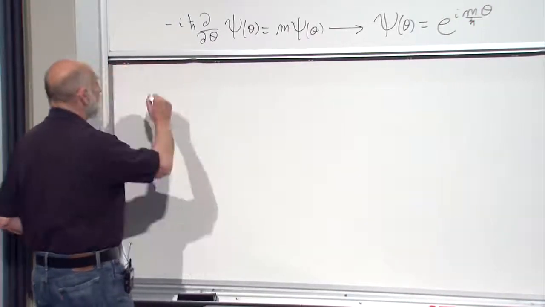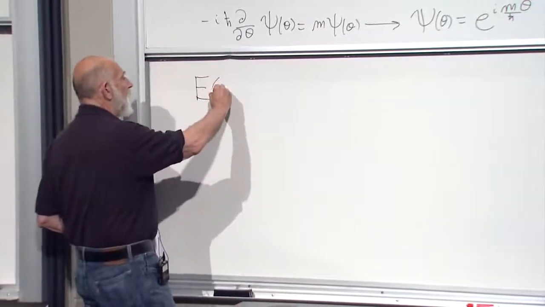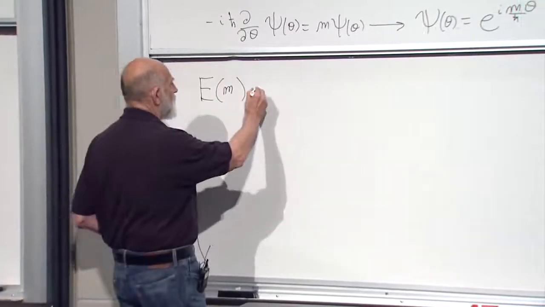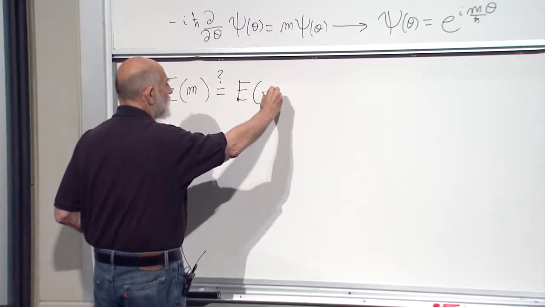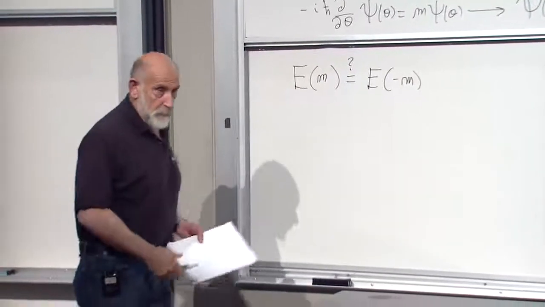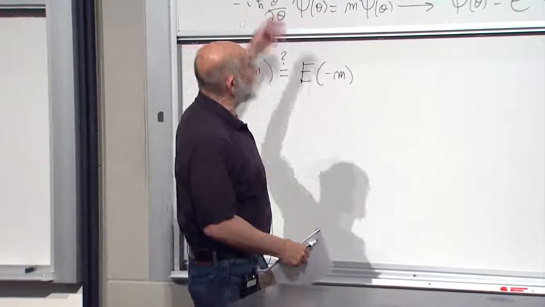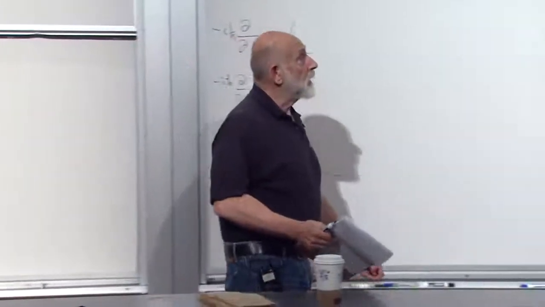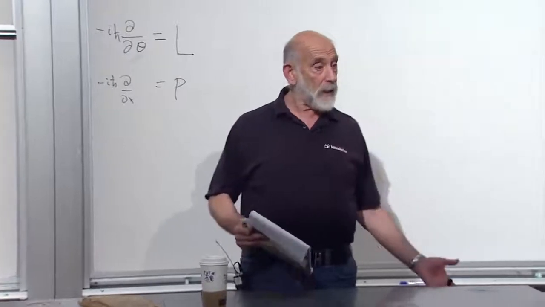that the energy of a state with angular momentum m, that's the eigenvalue, must it be the same as the energy of a state with angular momentum minus m? What's the difference between m and minus m? Well, the only difference is that positive angular momentum means the particle is going around the circle counterclockwise, and negative angular momentum means it's going around clockwise.